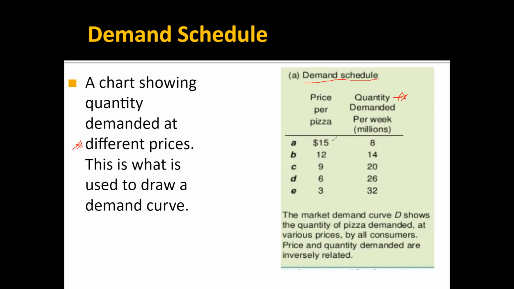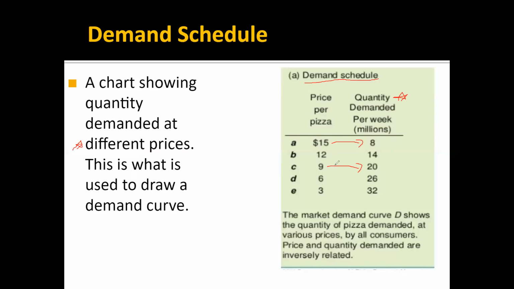So the way we read this schedule is simple. If we price the pizza at $15, 8 million are going to be demanded. In other words, 8 million pizzas should be bought if we price each pizza at $15. Now, if we price that pizza at $9, 20 million are going to be demanded. The first thing most people think when they hear this is, well, then price them at $9 a pizza. You can get that many more bought, dropping the price that much.